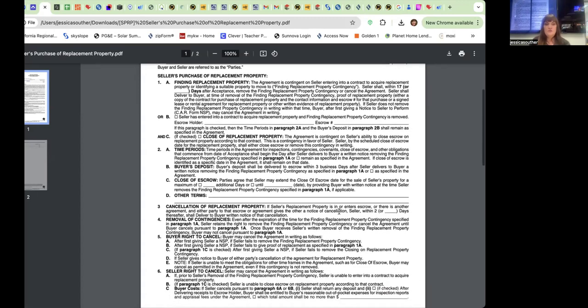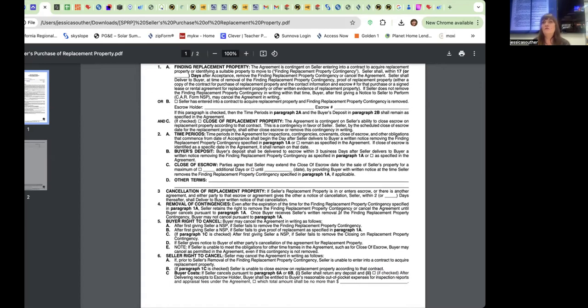Okay, we'll jump to number 2 now, time periods. You might think, well, if they have 17 days to find a house, why would my buyer start all their inspections and get into that? Well, they don't. The standard is that time periods in the agreement for inspections, contingencies, covenants, close of escrow, and other obligations that commence from date of acceptance shall begin the day after seller delivers to buyer a written notice removing the finding replacement property contingency in paragraph 1A. Okay. Right here, with the 17 days, let's just leave it at that.